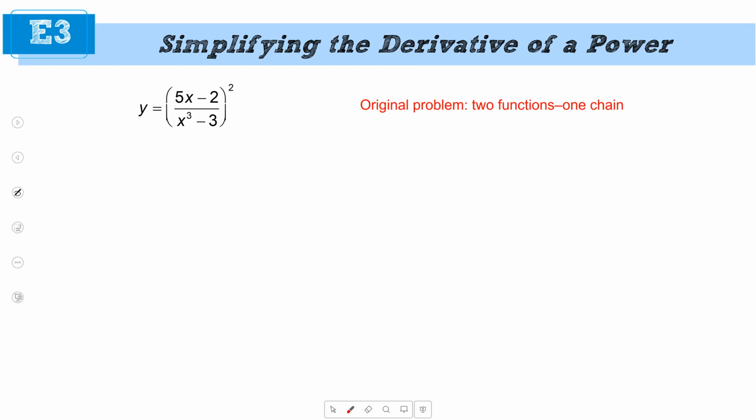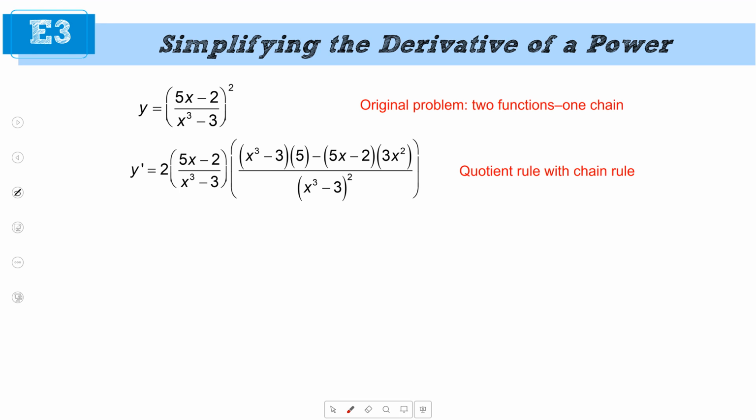Conrad, what function is on the outside? The exponent. Good. So then you would deal with that first, right? Yeah. Now, through the wonders of modern technology, I deal with it by clicking. Whoa! And it magically appears.